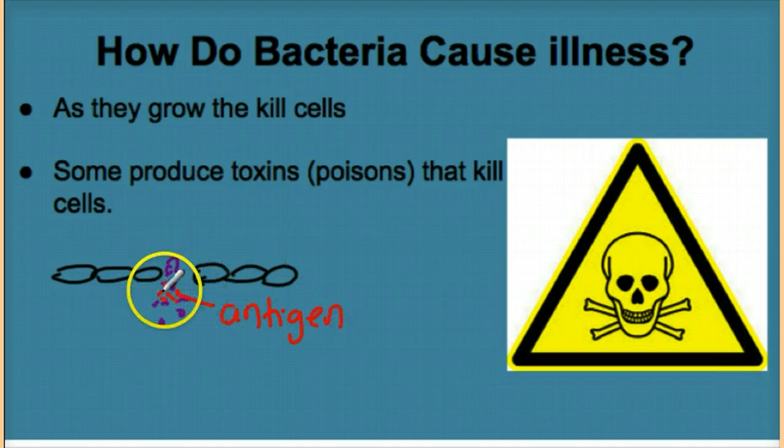So because of the antigen, or the chemical that is present on the surface of bacteria, our white blood cells, which are a part of our immune system, will detect this. So now our helper cells will start to release antibodies.